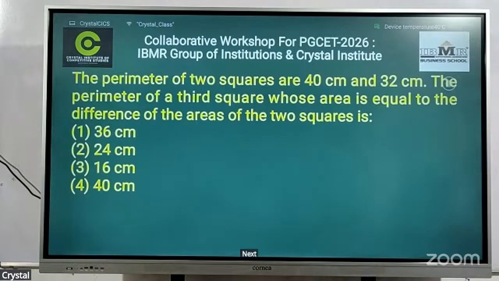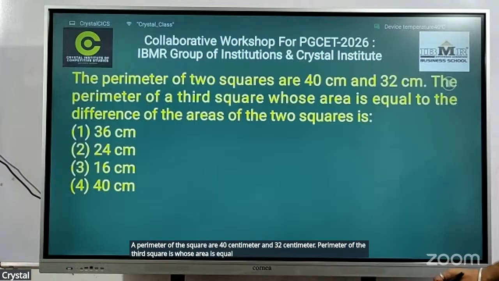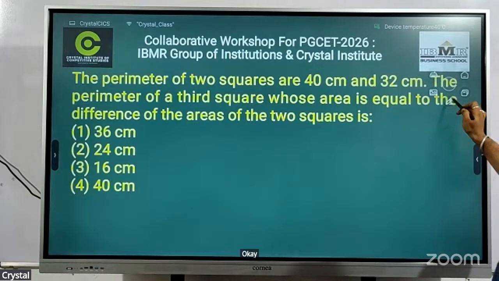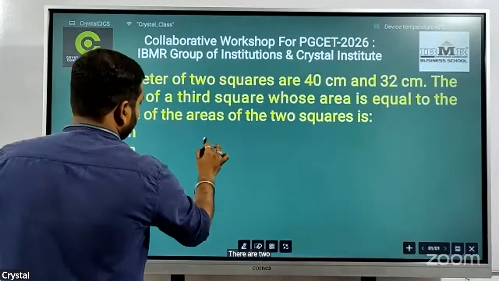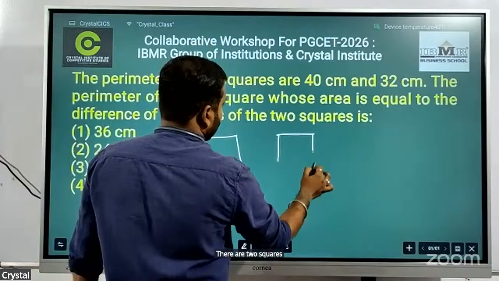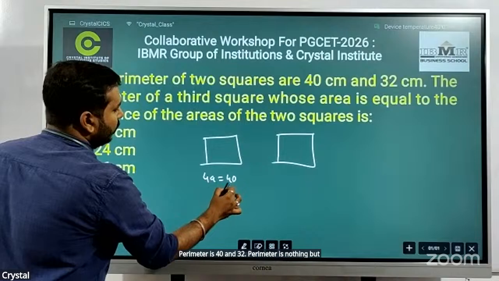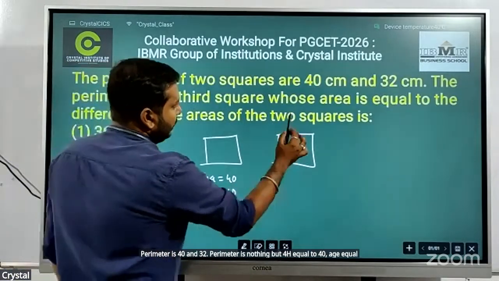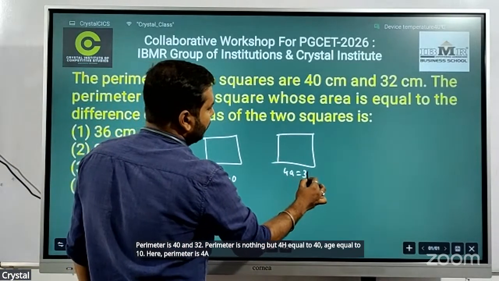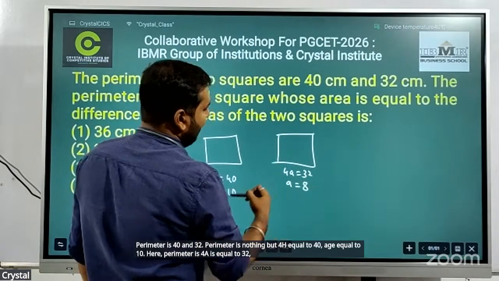Next, the perimeters of two squares are 40 centimeter and 32 centimeter. What is the perimeter of the third square whose area is equal to the difference between the areas of the two squares? Perimeter is 4a is equal to 40, a is equal to 10. Here perimeter 4a is equal to 32, a is equal to 8.